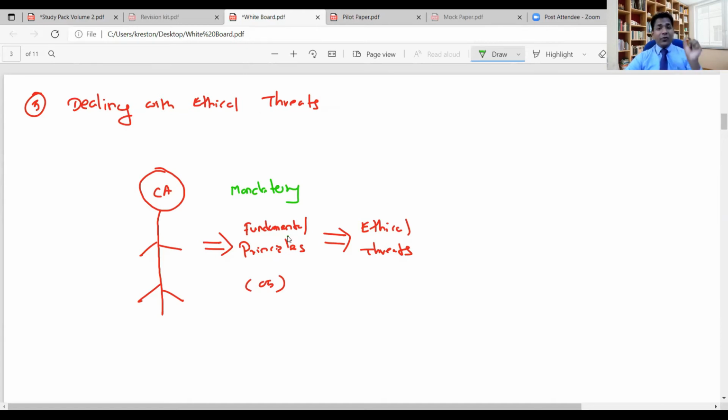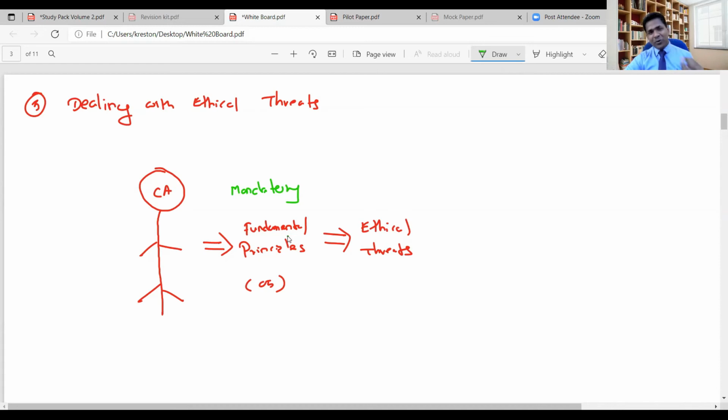While you are trying to maintain the mandatory fundamental principles, challenges are always coming. As an example, your boss threatened you: if you don't do this wrong thing, I will cut your salary. That is one threat arising, intimidation. And if you have been dealing with the accountant for so many years, a familiarity threat arises. The familiarity threat will be a barrier to maintaining the objectivity fundamental principle. So in our day-to-day life as chartered accountants, when we try to maintain the fundamental principles, we are facing ethical threats.